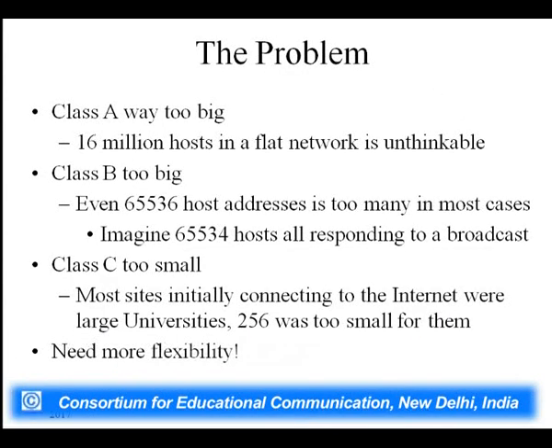But the problem is, class A is too big an address. Then we'll have millions of hosts and a small number of networks. Class B will have a large number of hosts, and class C a small number of hosts but many networks, and therefore it should be flexible. And you find that in a network we have only a small number of hosts.